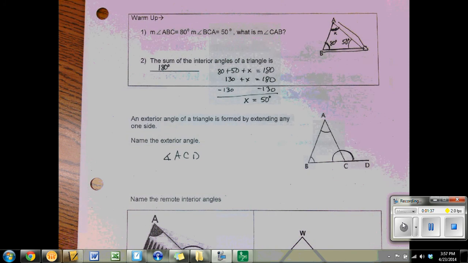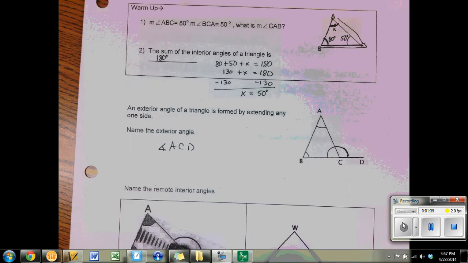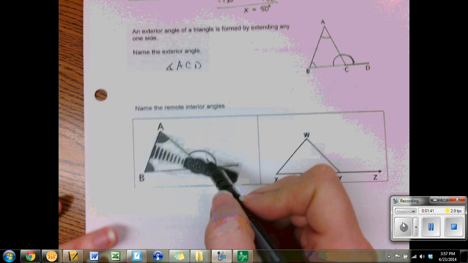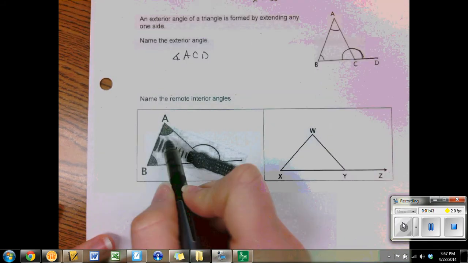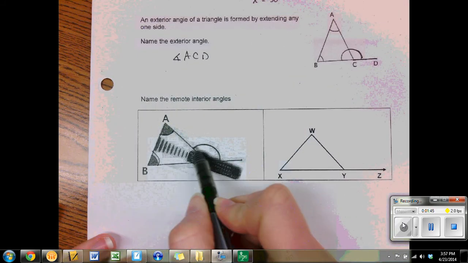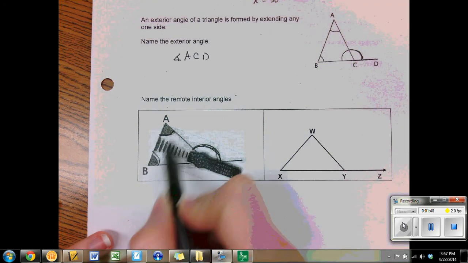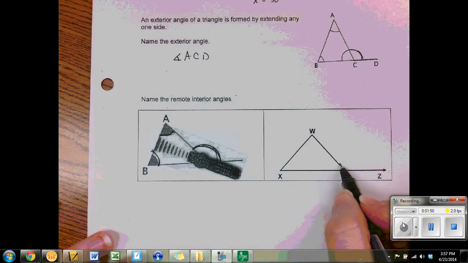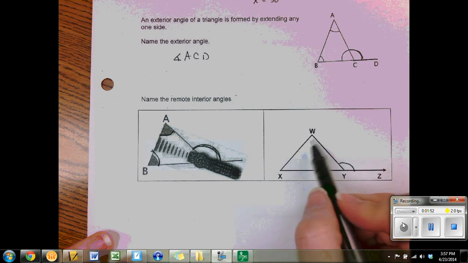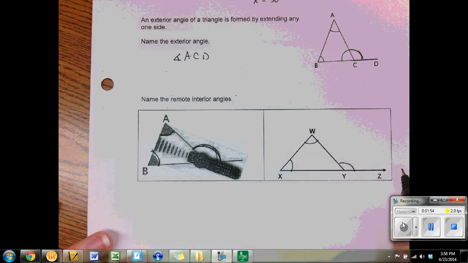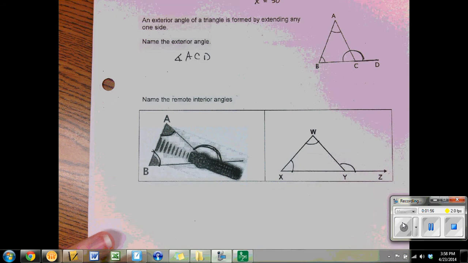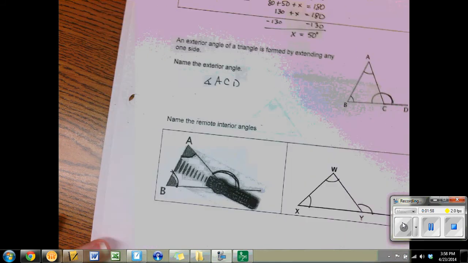Name the remote interior angle. So remote interior angles, I have a remote here. Whoops, let me scoot up. A remote pointing, that's these two. So if I'm talking about this exterior angle, the remote interior angles are kind of the ones that are across from it. So if this is my exterior angle, these are my remote interior angles. And that's important. We need to know that. Remote interior angles, they're the ones that are across from it.